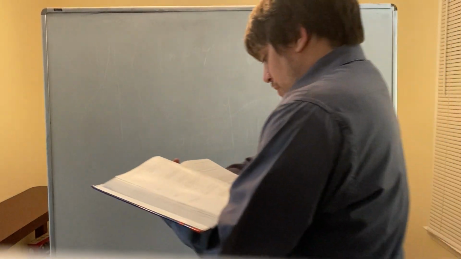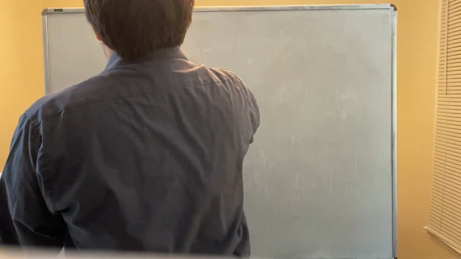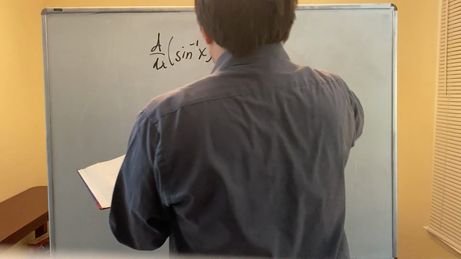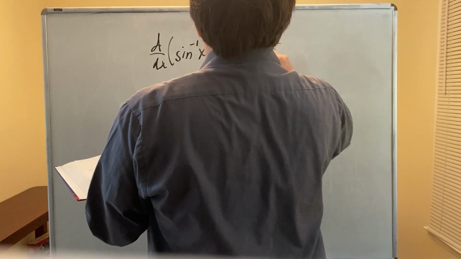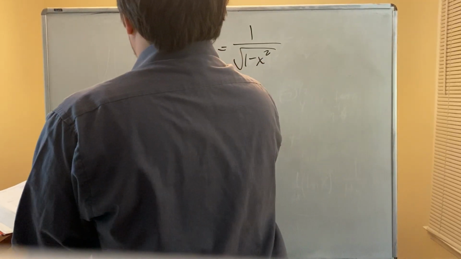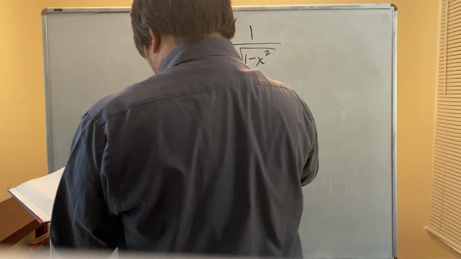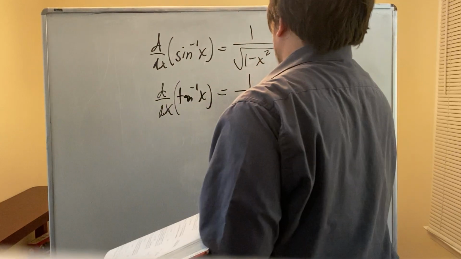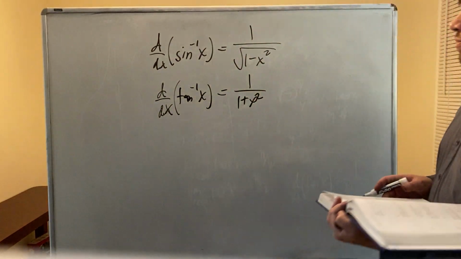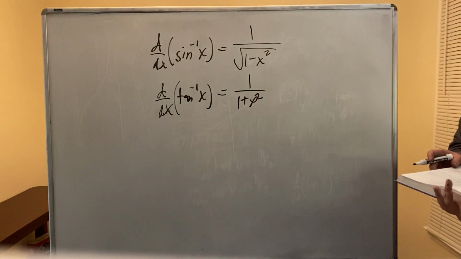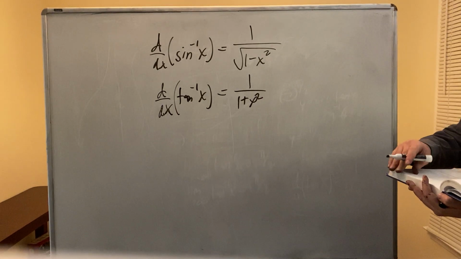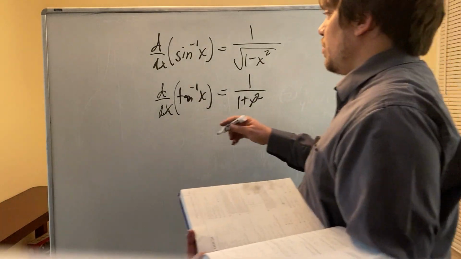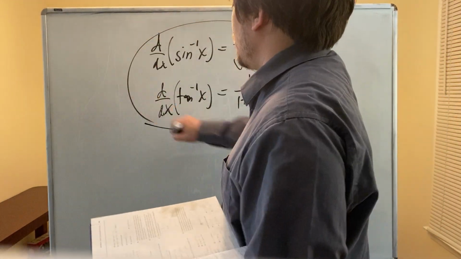Okay, so I want you to know d/dx of sine inverse x is equal to 1 over the square root of 1 minus x squared, and d/dx of tan inverse x is equal to 1 over 1 plus x squared. Okay? So you should know those. And there's 4 other ones too that are good to know. Okay. And you should be able to use these equations in combination with the chain rule.